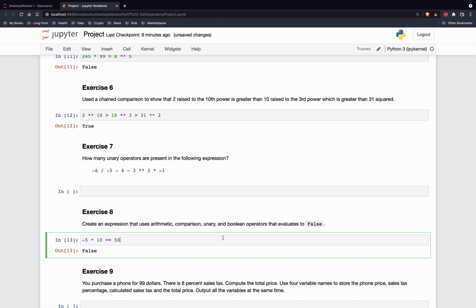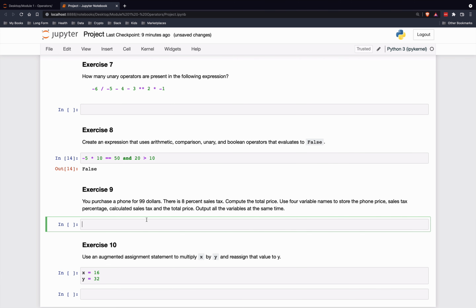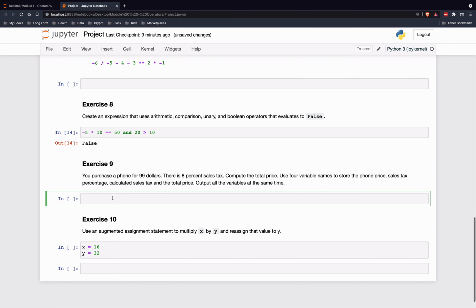But we also need one of the Boolean operators. We've already kind of used everything we needed to do. And we can say, and 20 is greater than 10. So we've used unary, arithmetic, comparison, and now a Boolean operator. So this is true, 20 is greater than 10, but this first part is false. So false and true will still evaluate as false, and that's what it asks us to do. So that's just one example. There are obviously an infinite number more that can fit this.